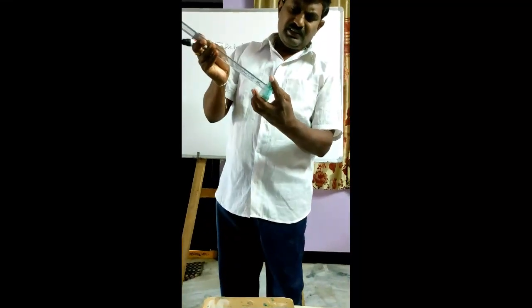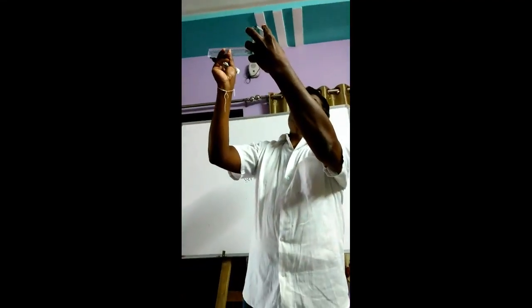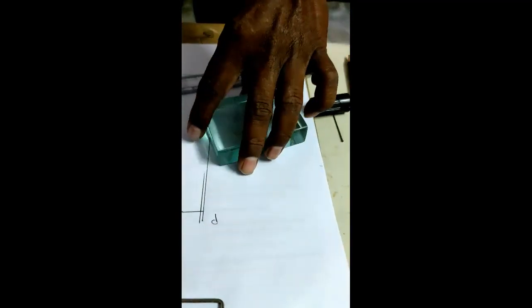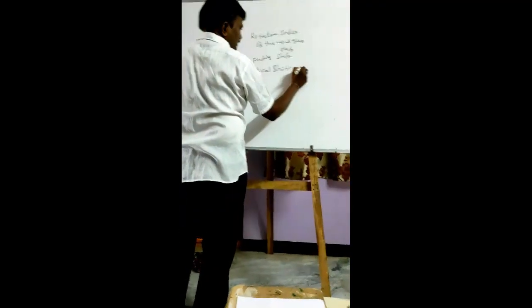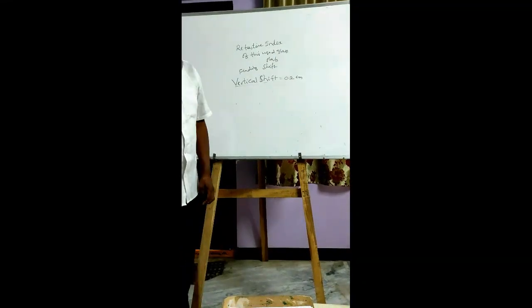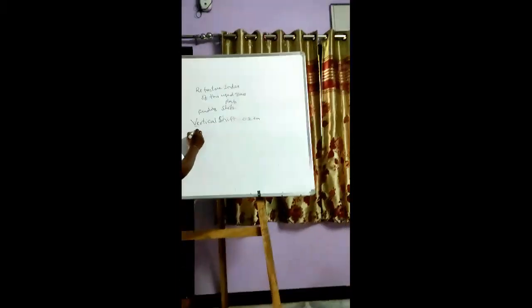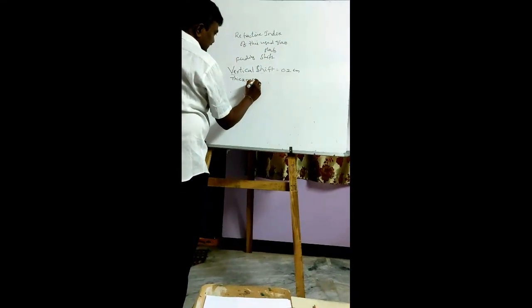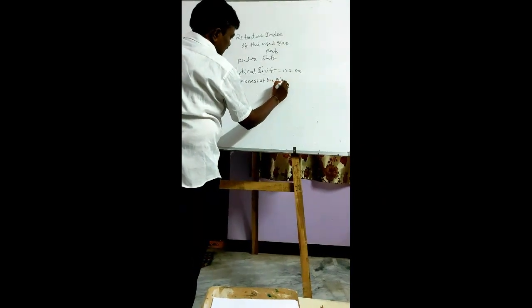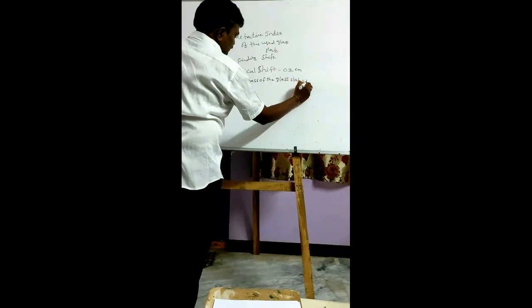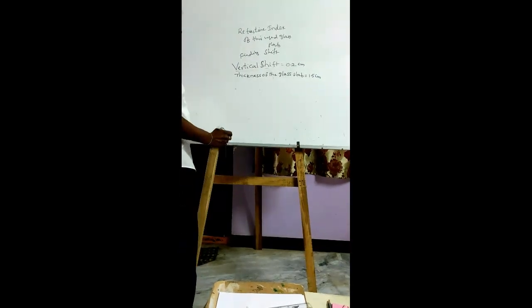Now find the refractive index of the given glass slab. Measure the thickness of the glass slab now. This is about 1.45 centimeters. The vertical shift observed is 0.2 centimeters. Thickness of the glass slab is equal to 1.5 centimeters.